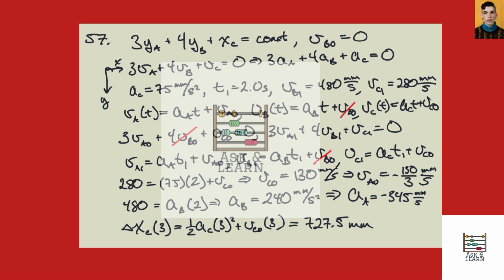Now we also know that VB at T1 is 480 millimeters per second. VB naught was 0, so VB1 must be the acceleration of B times 2 seconds, or T1. And so that gives us the acceleration of B is 240 millimeters per second squared.